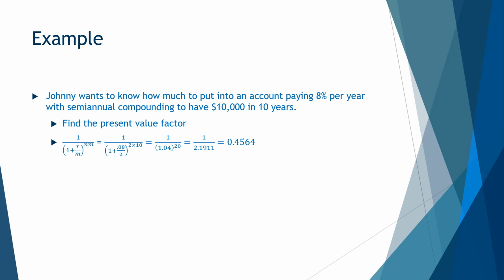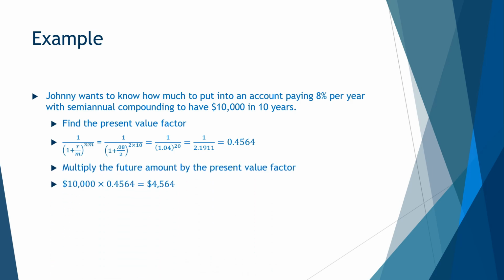8% is our discount rate. We have semi-annual compounding, so the M variable is going to be 2. We have 10 years. When we plug that into our formula, we get a discounting factor of 0.4564. We're just going to multiply that by the 10,000, and we're going to see that Johnny needs to put aside $4,564. So if he invests that amount at 8% compounded semi-annually for 10 years, he will have $10,000 at the end of that term.